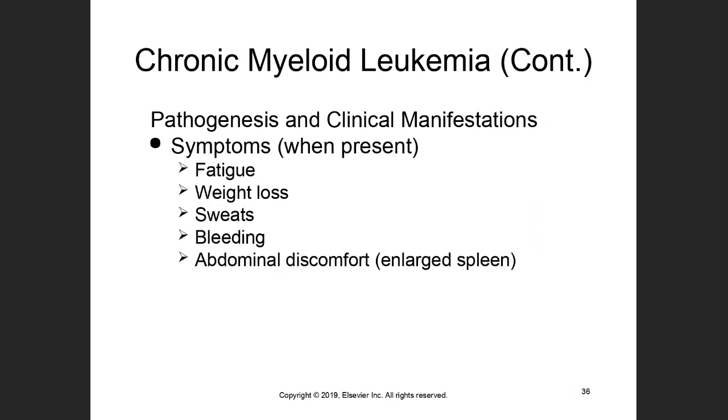Pathogenesis and clinical manifestation. Symptoms, of course, always you have the B symptoms, okay? Fatigue, weight loss, sweat, bleeding, abnormality disorder. But most of the time when you have a chronic condition, you don't have any symptom. In chronic condition, the problem is when you do the CBC, the white blood cells are gonna be extremely high, okay? Those symptoms are more common in acute conditions, okay?